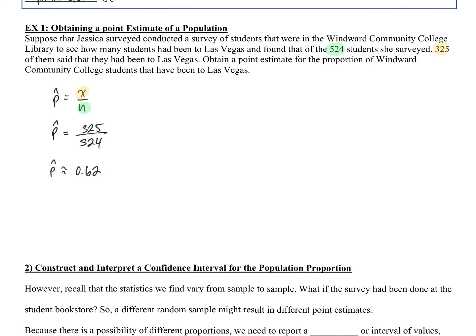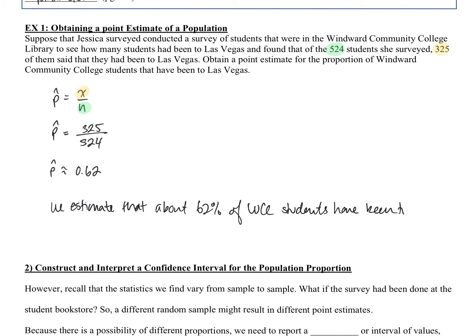So what does this mean? Well, this means we estimate that about 62% of WCC students have been to Las Vegas. Period.